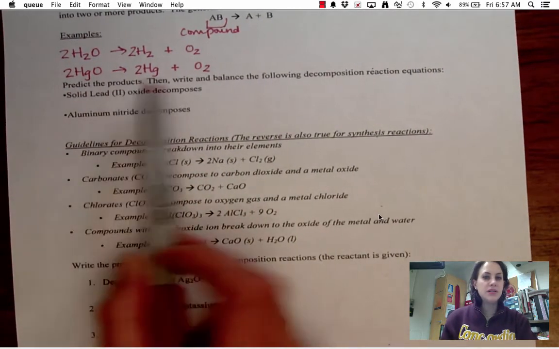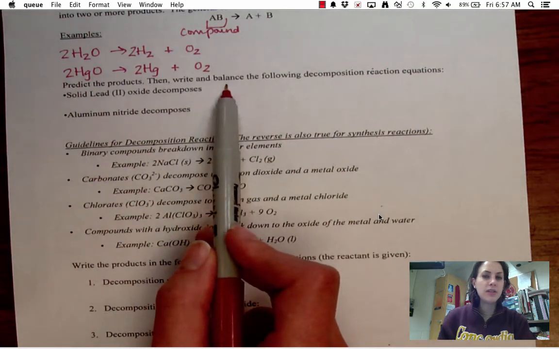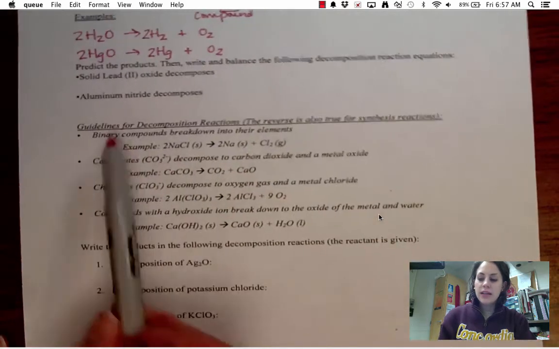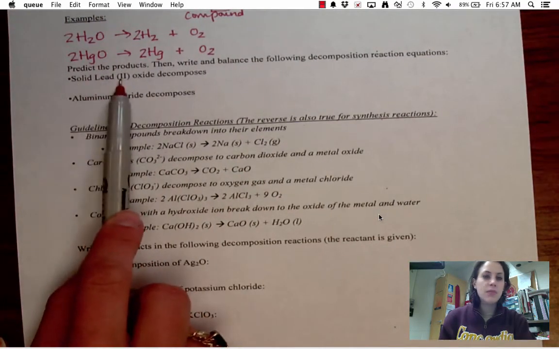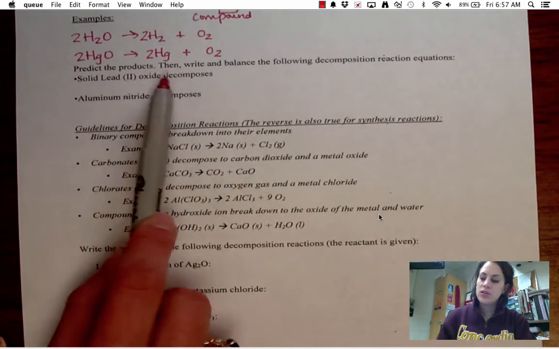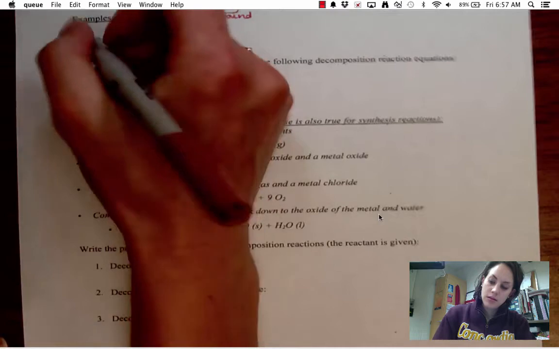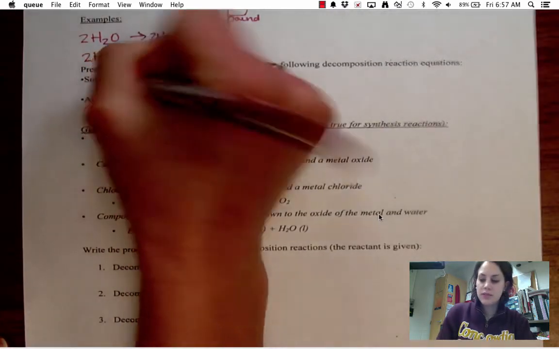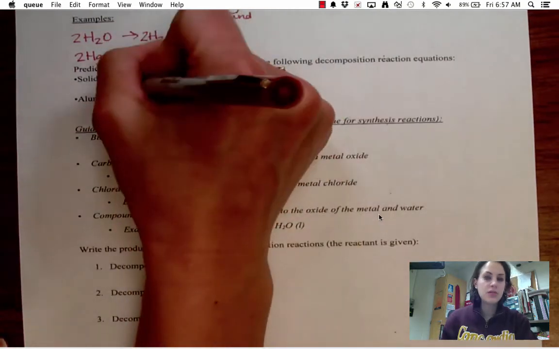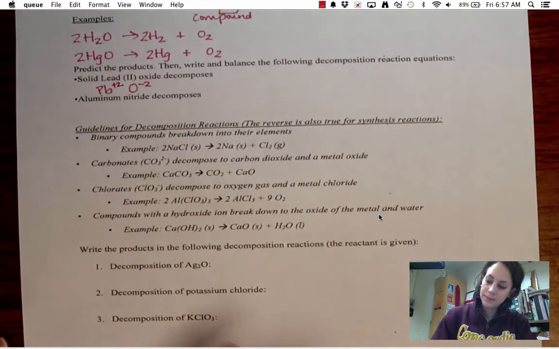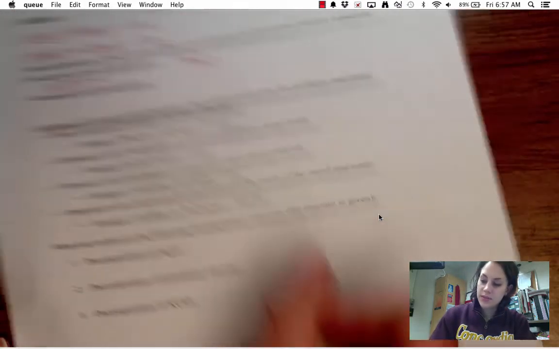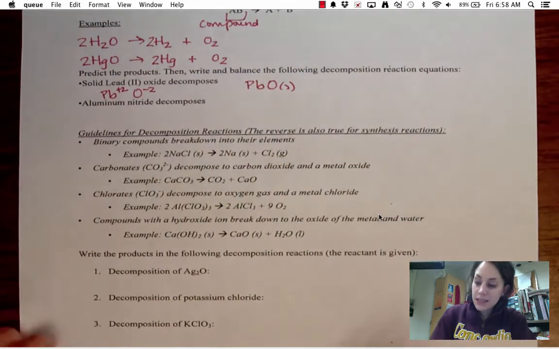Of course, we'll balance the equations, and we'll make sure that our formulas are written correctly, and we'll look out for any Brinkelhoff elements. So I have solid lead 2 oxide decomposing. Okay, so lead, Roman numeral 2, oxide. So lead is going to be a +2 because of the Roman numeral 2. Oxide is O -2. And so I write that formula as PbO. And that's going to be a solid. It tells me that. It's also an ionic compound. And that's going to decompose.